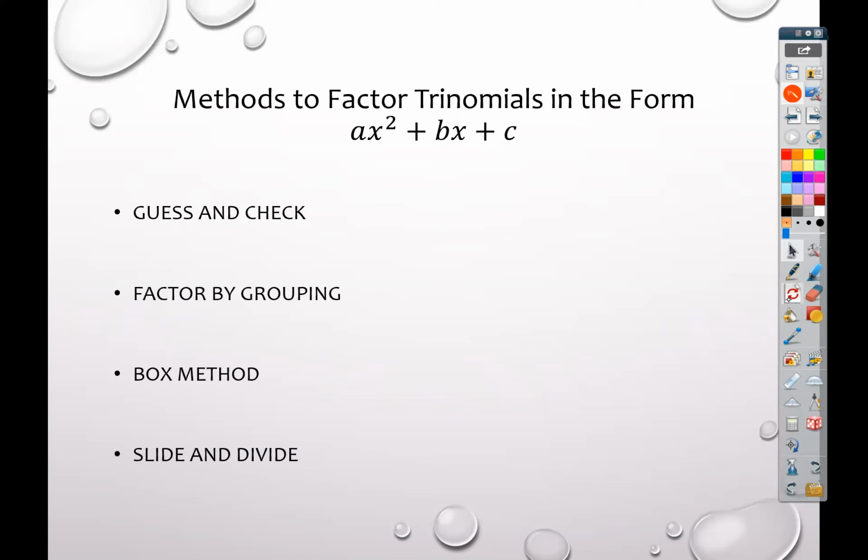So some methods to factor trinomials in the form ax squared plus bx plus c are guess and check, factor by grouping, the box method, and then slide and divide. Today, we're going to be using guess and check and factor by grouping.